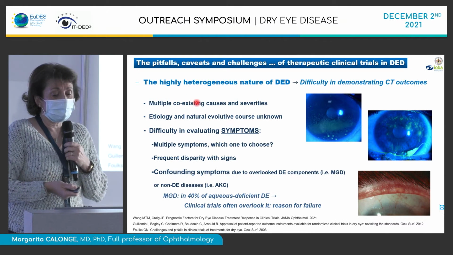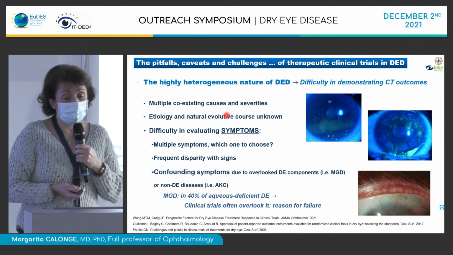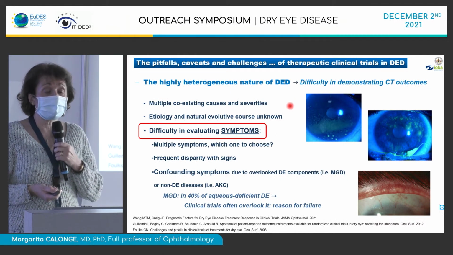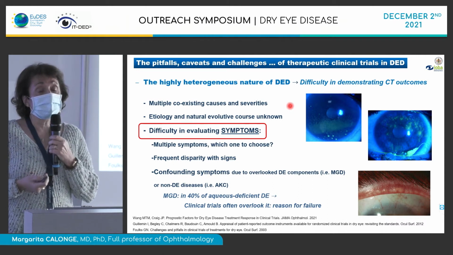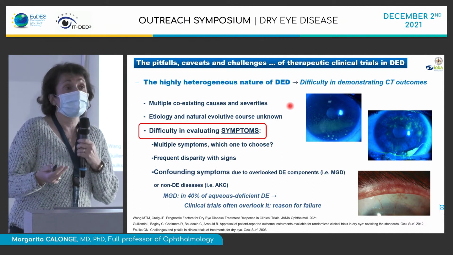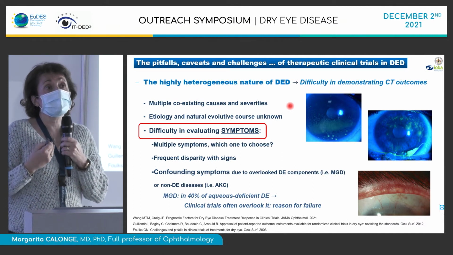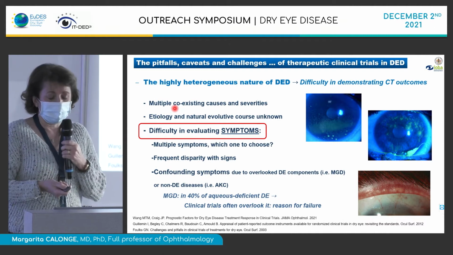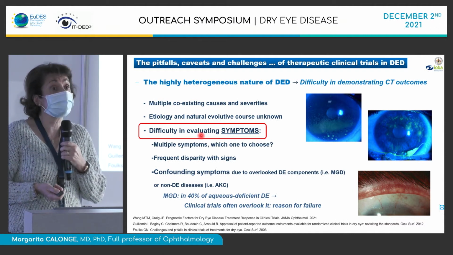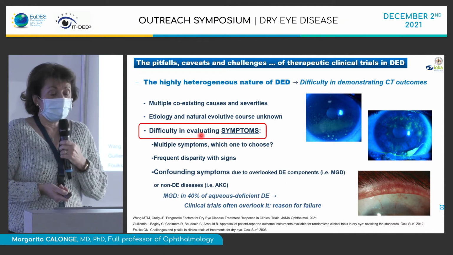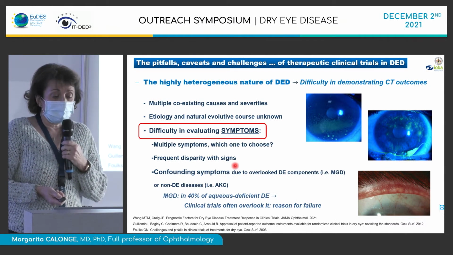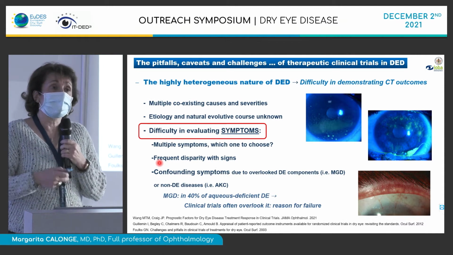We have multiple coexisting causes, multiple severities, unknown etiology, and an unknown natural evolutive course. But we have a great difficulty in evaluating symptoms, and this is a very symptomatic disease, and the regulatory agencies need not only the improvement of at least one sign to approve a drug, but also an improvement in symptoms, both. And symptoms are the problem, because it's very difficult to evaluate symptoms, as you may imagine. When we have a disease with multiple symptoms, which one do we choose? There is a frequent and well-known disparity between symptoms and signs.